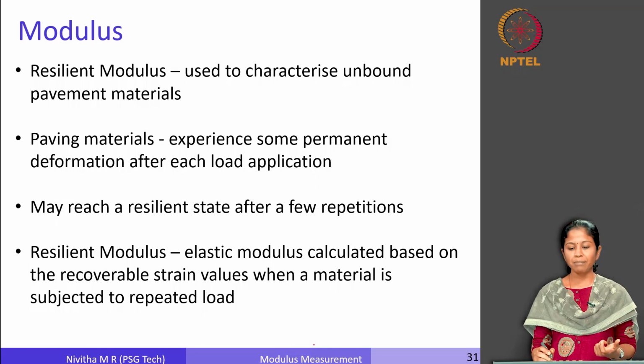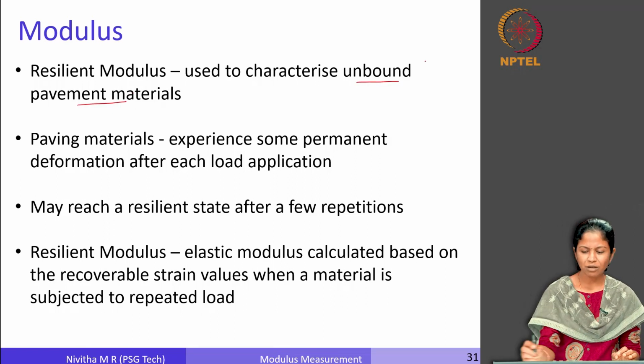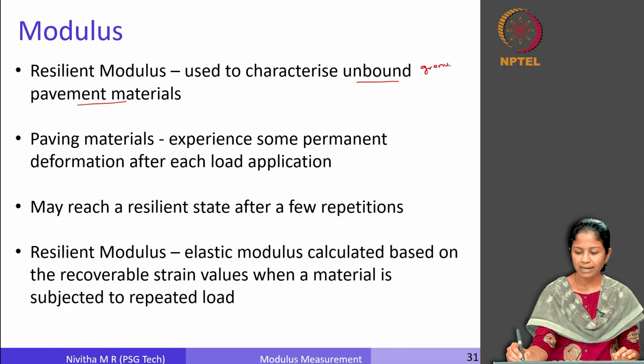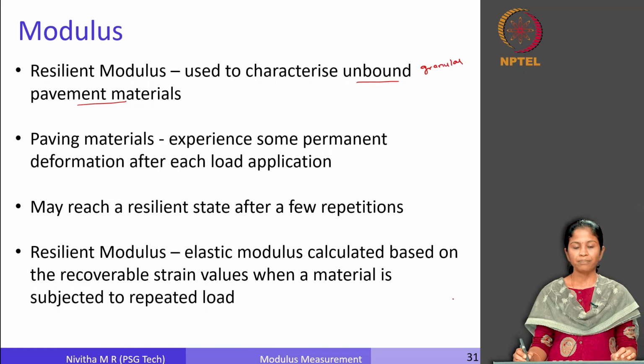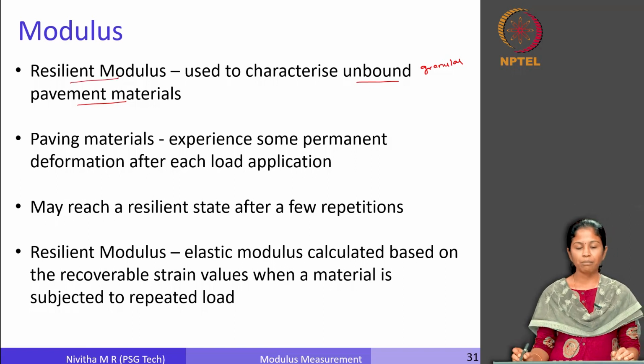It is the parameter which is used to characterize all unbound pavement materials. So, the materials which we are using in our subgrade, in the base course and the subbase course, are typically unbound granular pavement materials in most cases. So, for those materials we are defining something as resilient modulus. So, what is this resilient modulus?